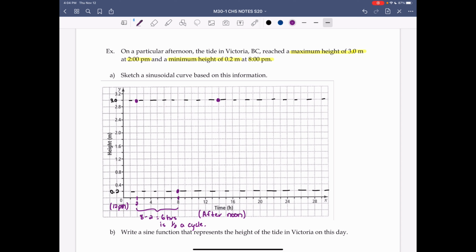Let's determine the midline. D equals max plus min divided by 2, which is 3.0 plus 0.2 divided by 2. 3.2 divided by 2 is 1.6. Find 1.6 on our y-axis. Let's draw the midline.